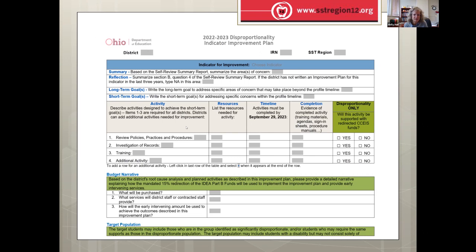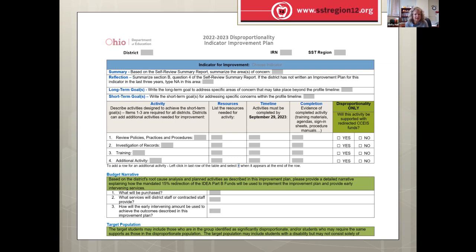You'll find the specific activities. And so, as Lydia referred to earlier, the review of policies, practices, and procedures is, I guess, a non-negotiable, if you will. That will be something that you will have to do. And so for those of you who have been building your special education procedures, maybe there's things that we need to tweak or add. And then from the investigation of records, are there specific activities, thinking about training?